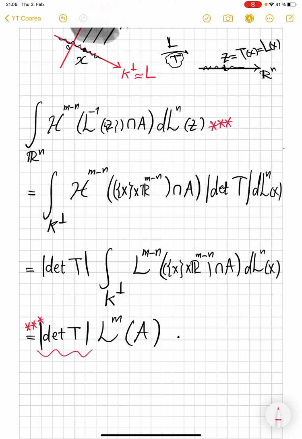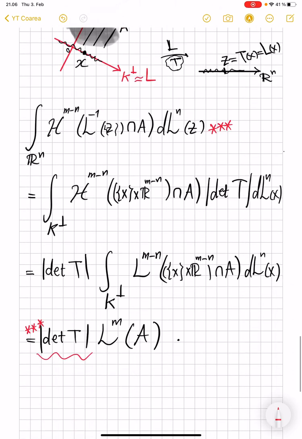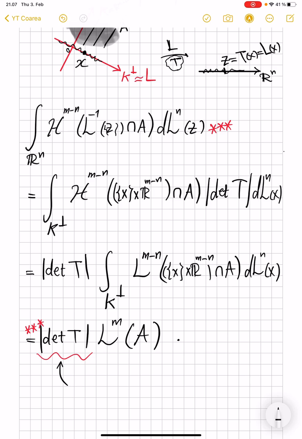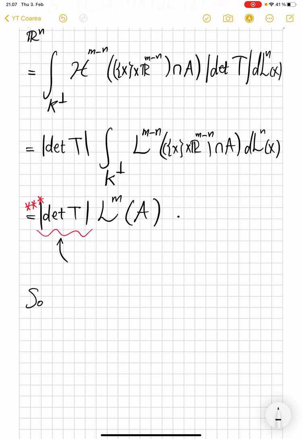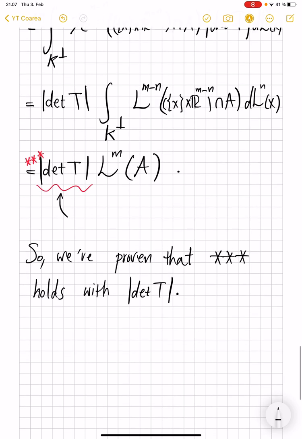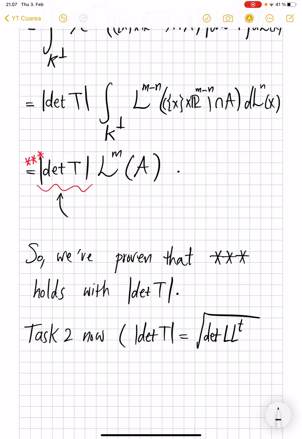with the quantity determinant of T. So this calculation, what has it proved? It has proved the two tasks we had. I mean, maybe one of them only. Number one, that there exists a well-defined constant, so in this case here, with which we have this 3 star equality for every measurable A. So we've proven that the formula 3 star holds with this quantity, the absolute value of determinant of T. This completes the existence of the Coarea factor. Our task 2, which is to prove that this determinant T is equal to the square root of determinant L transpose L.